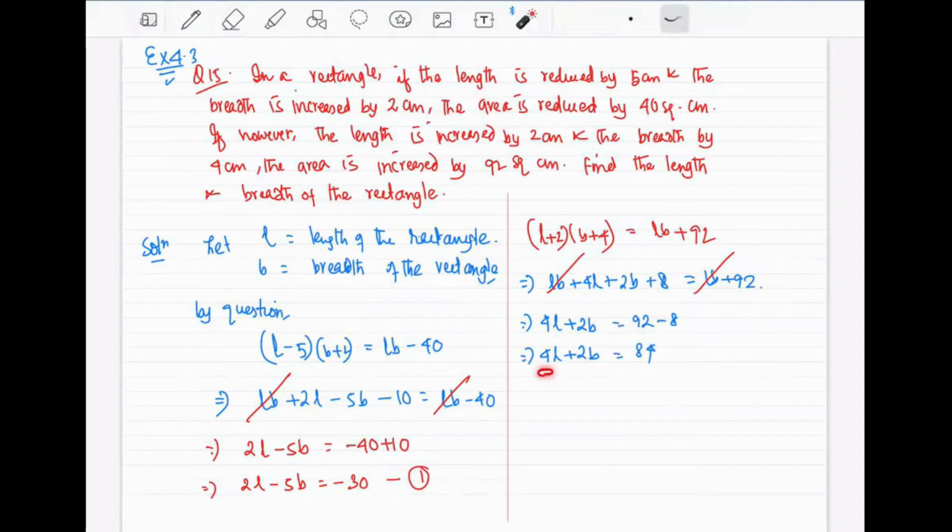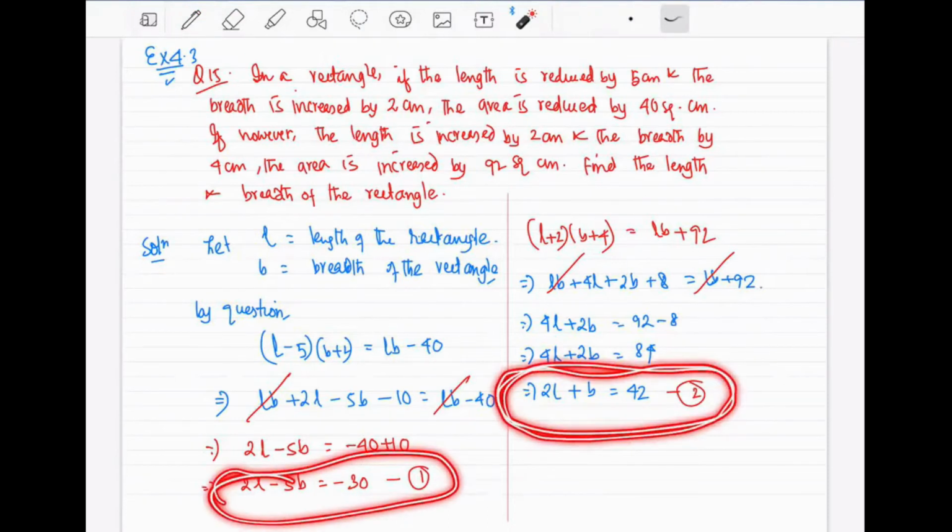Look, all of them are divisible by 2 also. We want to reduce the equation as much as possible. We want to make it look as lean as possible. Okay, so divide all the terms by 2. We will have 2L here, B here, 42 here, right? So we get 2L plus B is equal to 42. We have divided every term by 2. So that's your second equation. What are the equations we have obtained so far? One here, another here.